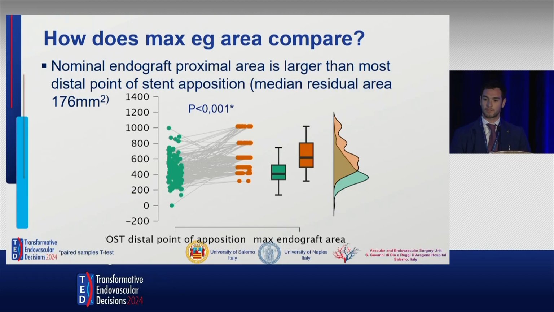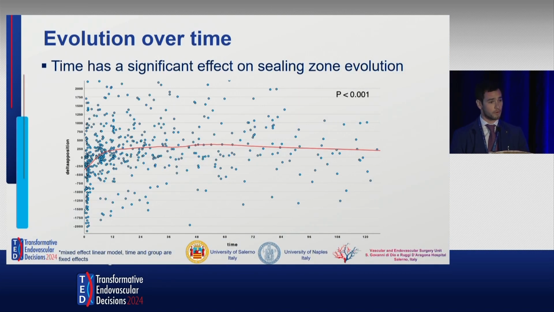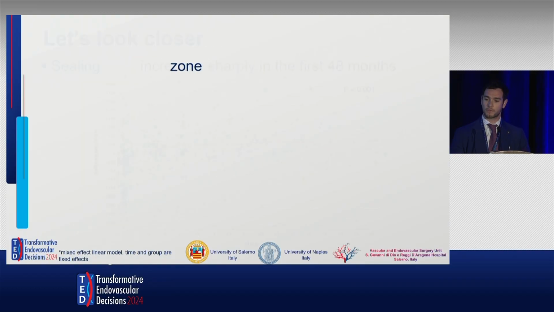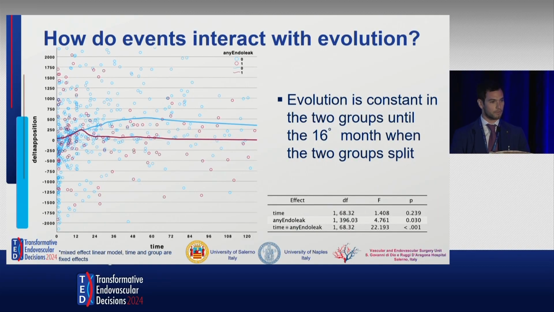Again, the endograft didn't reach the nominal area at the most distal point of stent apposition, so there should be enough room for it to dilate. The proximal sealing zone is, of course, evolving through time, with most of the changes happening between the first 1 to 3 years. Events, of course, interact with the evolution of the proximal sealing zone.